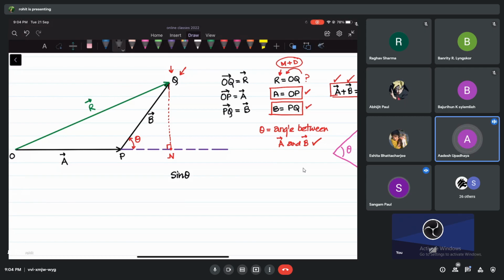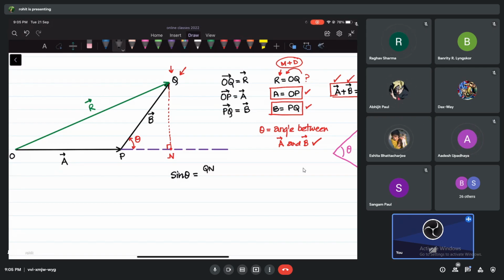Perpendicular by hypotenuse. Whose hypotenuse here? PQ. Which one is perpendicular here? QN is perpendicular, and PQ is the hypotenuse. Okay, everybody knows sine theta is perpendicular by hypotenuse.